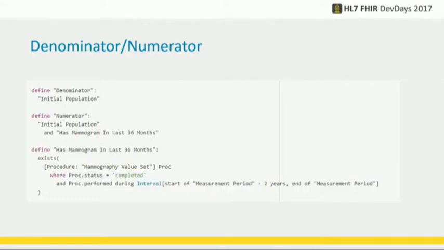Then in the denominator and numerator, we define the denominator is the same as the initial population in this case. We don't introduce any new constraints. And then the numerator is that the initial population and that they have had a mammogram. And that mammogram is that there exists a procedure that has been completed within the time frame of the measurement period. So we're referencing in this criteria the actual measurement period, and that gives us 2 years before the start to the end of the measurement period.